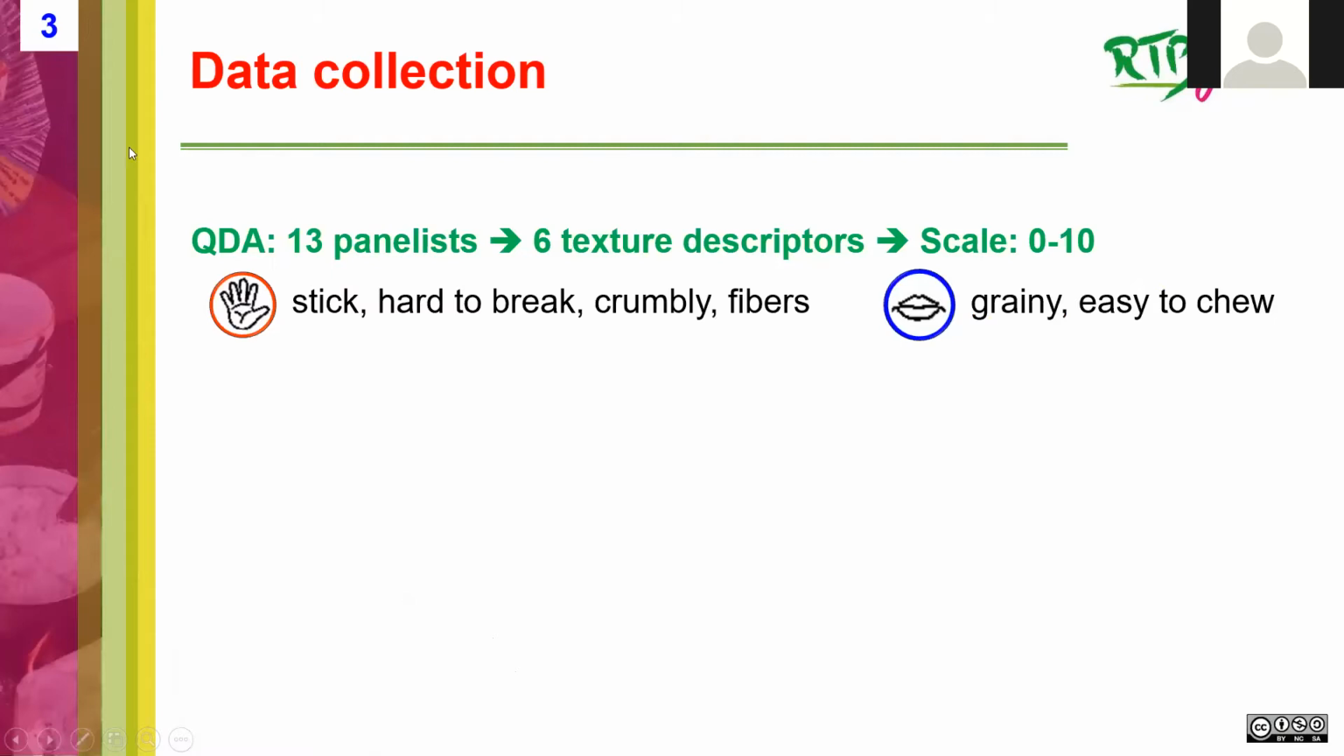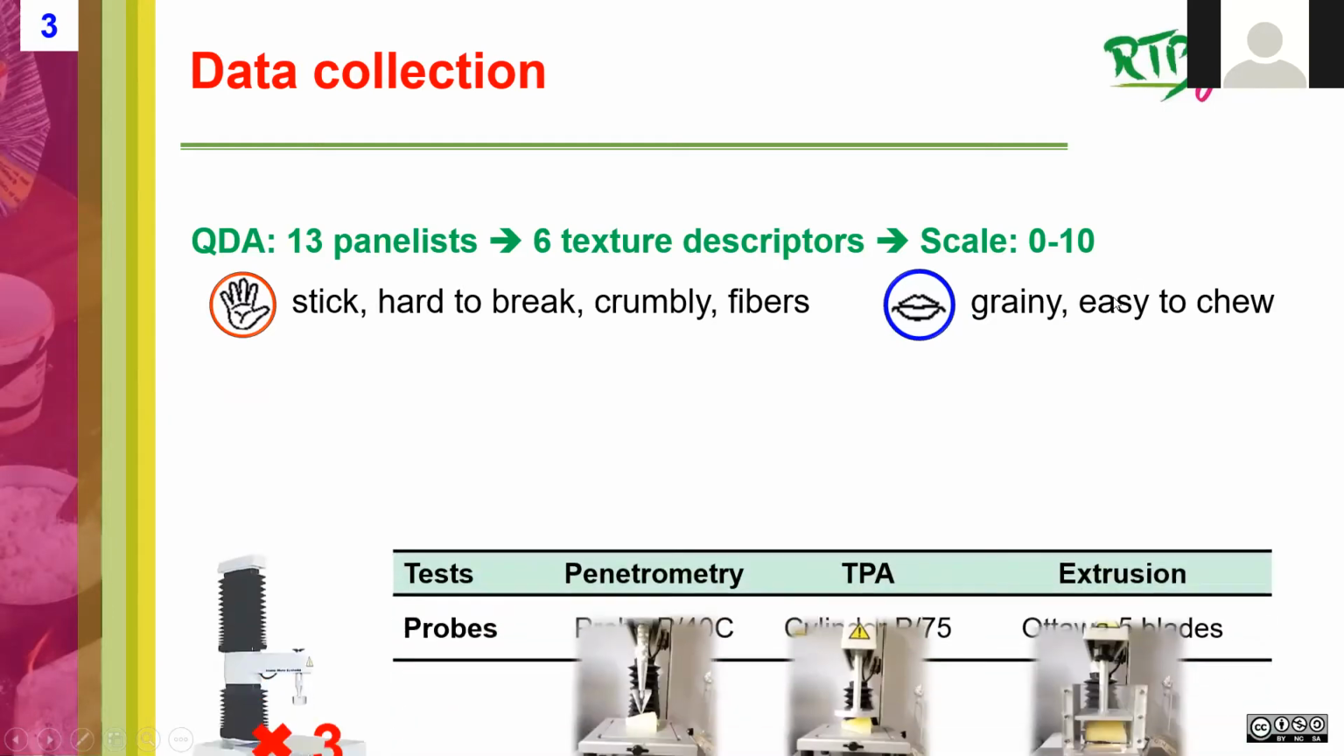For the quantitative descriptive analysis, 13 panelists were involved, and they helped us to generate 6 texture descriptors. Some of these descriptors were evaluated by hand, I mean sticky, hard to break, crumbly, and fibers, while 2 other descriptors, grainy and easy to chew, were evaluated in mouth. These 6 texture descriptors were evaluated using a 0 to 10 centimeter scale. So this is for the sensory evaluation.